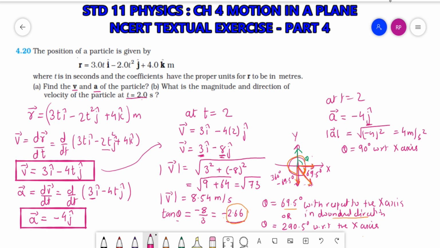So in this question, this part is not asked. Okay, but we had found it out. Magnitude and direction of only velocity is asked. Acceleration is not asked. Clear? And right angle, instead of 69.5, you can also use this around figure 70 degree. Okay, now let's move to the next.